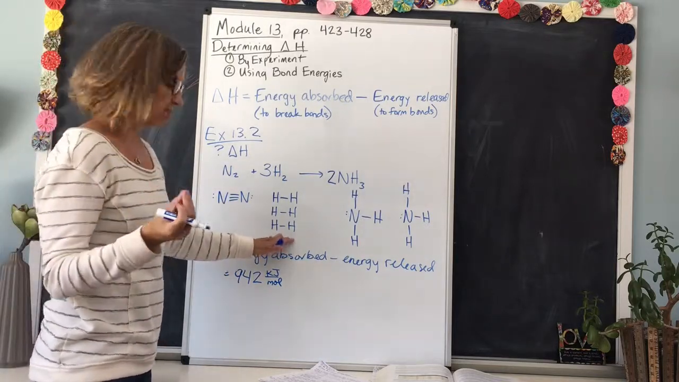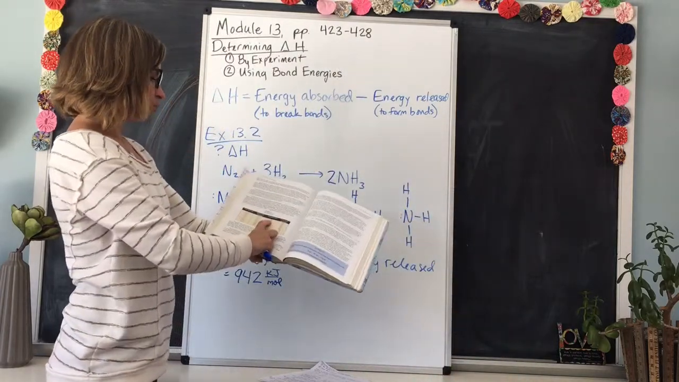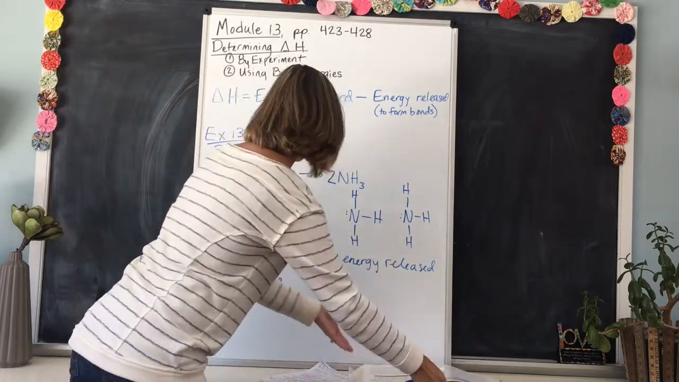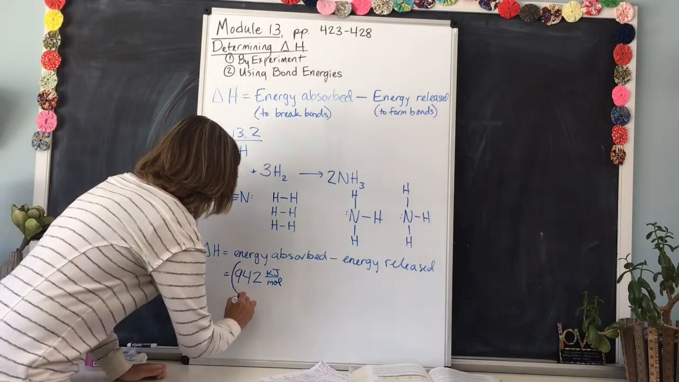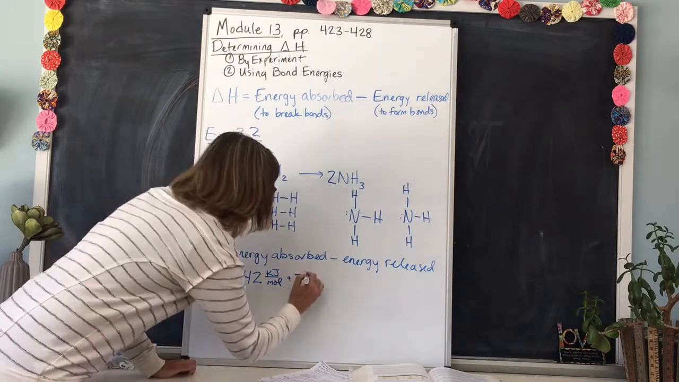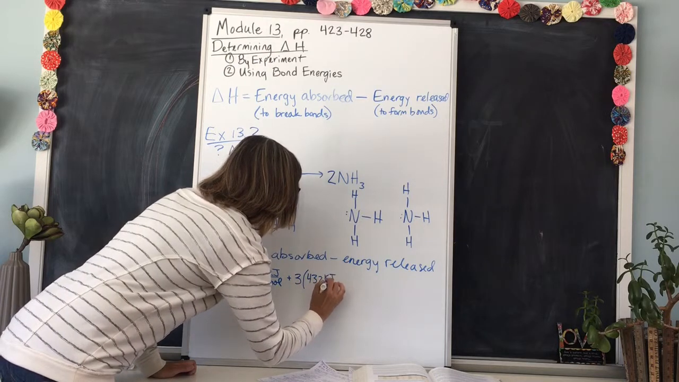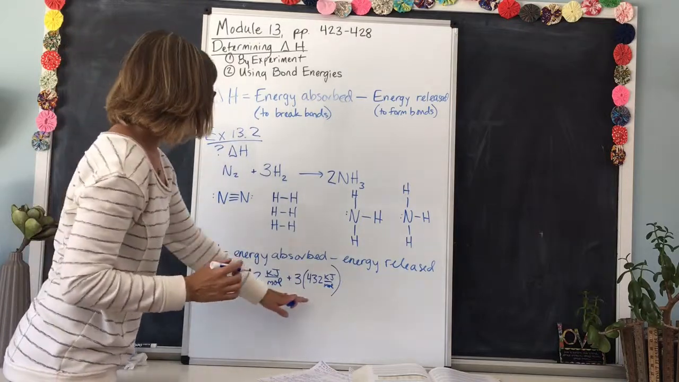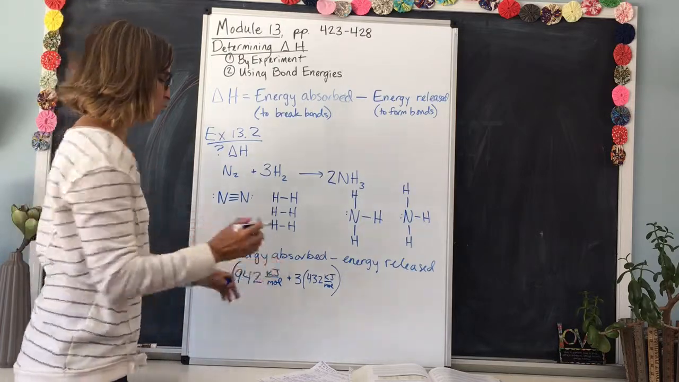Next, hydrogens. We're going to find the hydrogen-hydrogen bond, which is here. It tells us it is 432 kilojoules per mole. But there's not just one of those, there are 3 of those. So for energy absorbed, we're going to add 3 times 432 kilojoules per mole for the hydrogens. And once you multiply and add that out, that's how many kilojoules per mole of energy is absorbed.